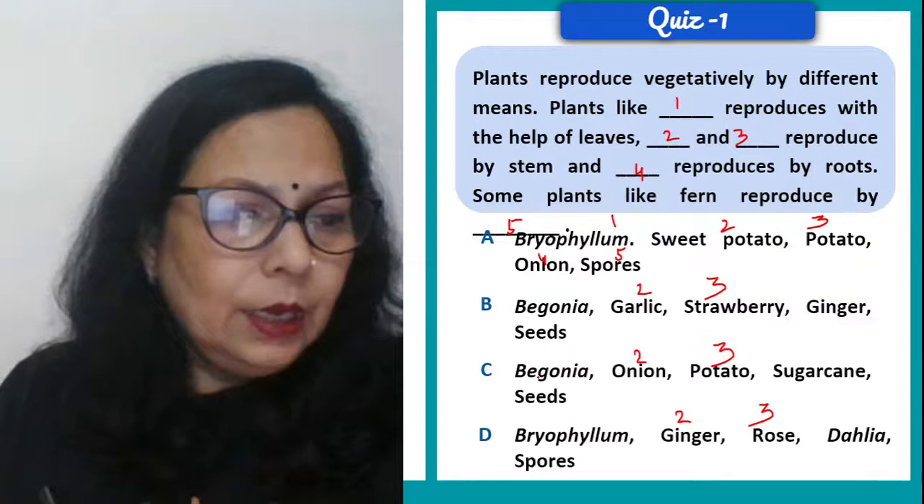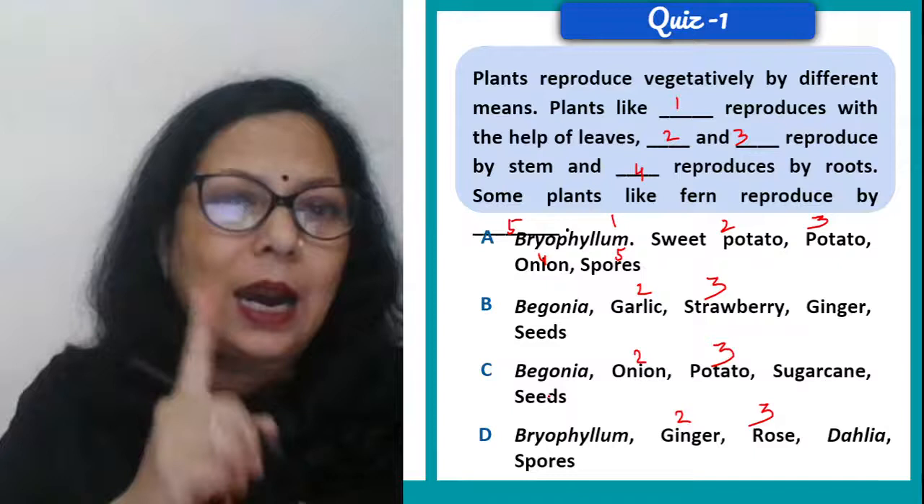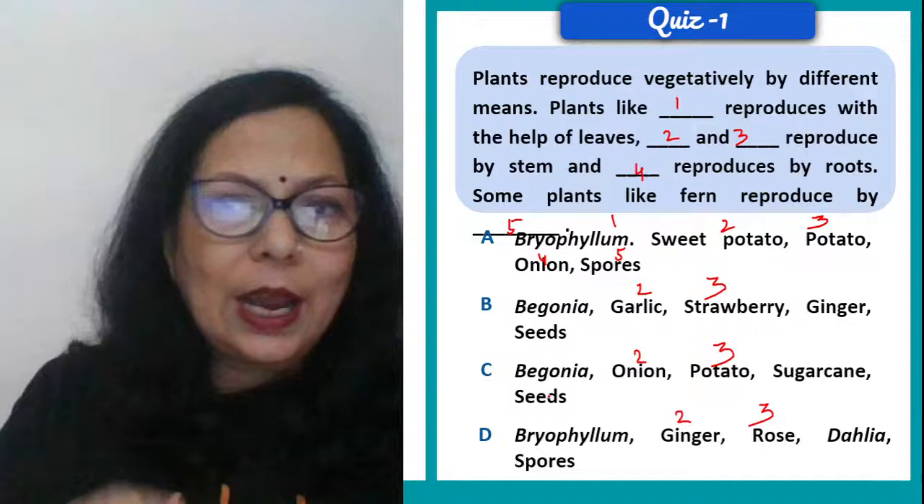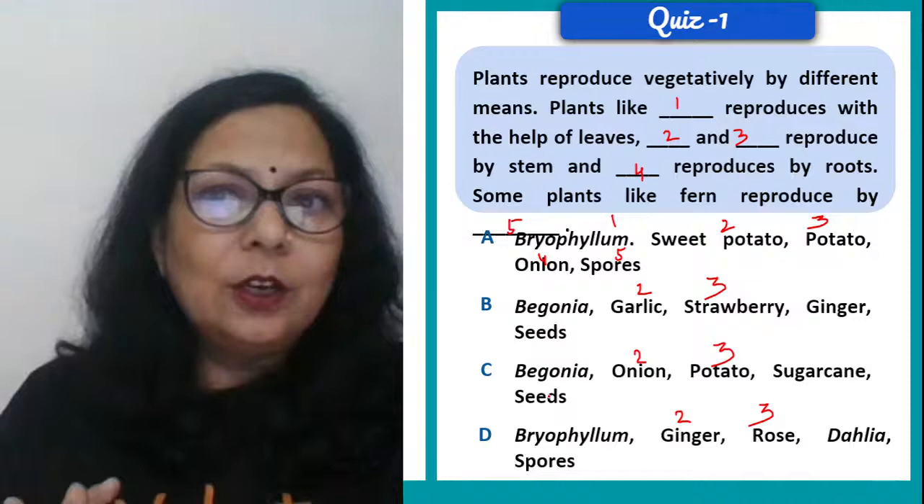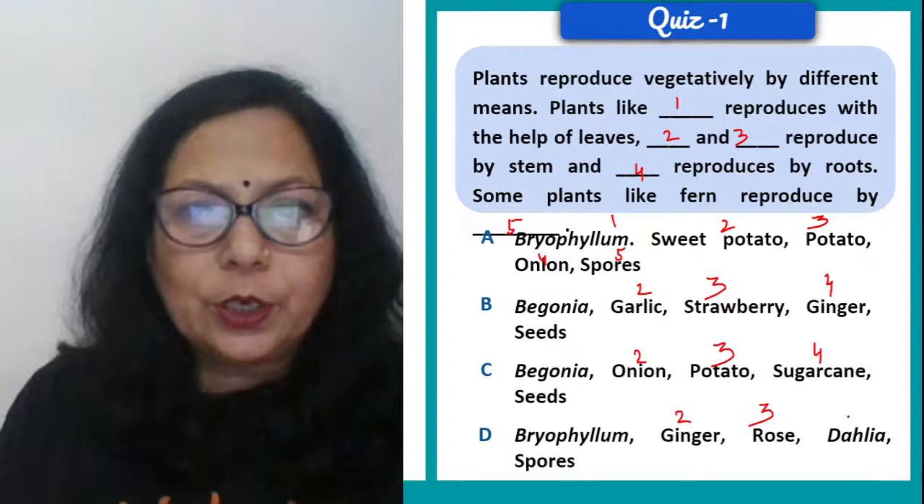Now you can start giving your answers. And there is only one part from which you can decide what the answer will be. Come on. Yes, UV, Shiv, I'm waiting for your answers. Which of them is root modification, in which is there reproduction by roots? Vegetative reproduction by roots. Check the fourth option. Check the fourth option, reproduction by roots.